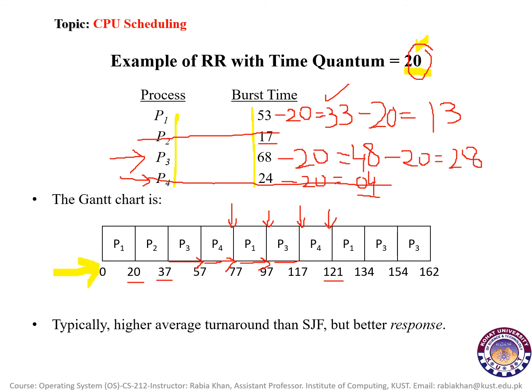P1 again requires CPU, it is given exactly 20 milliseconds, but it required just 13. So P1 after 13 milliseconds goes to completion. Here you can see it is stopped. P1 is finished, terminated. And we are left with just one process, P3. P3 is given CPU. Now it is only a single process.